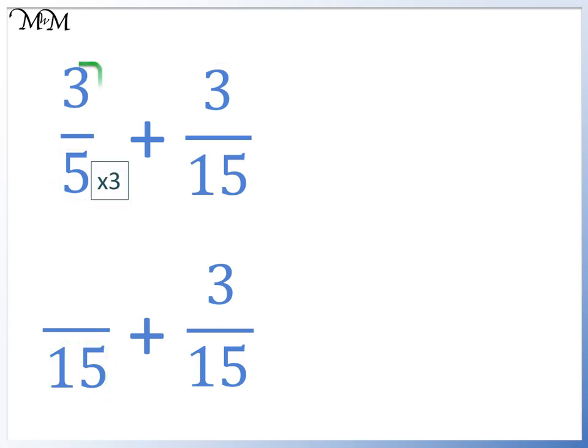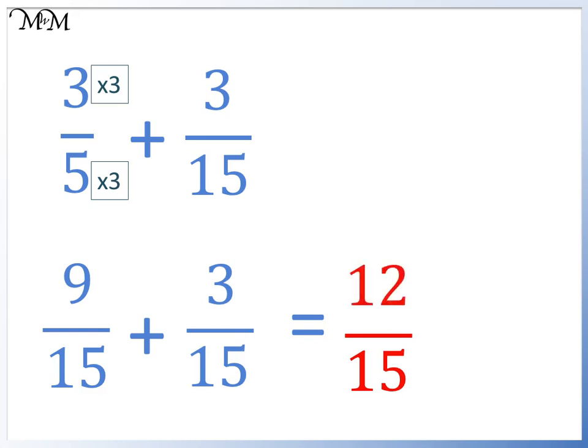So we also multiply the numerator by 3. 3 times 3 equals 9. Now we have 9/15 plus 3/15. The denominator is 15. Now we add the numerators. 9 plus 3 equals 12. Our answer is 12/15. Again, if you want to go one step further, 12/15 can be simplified to 4/5.